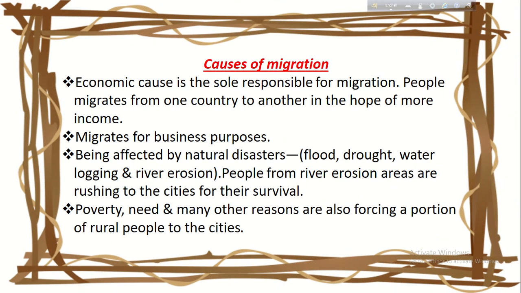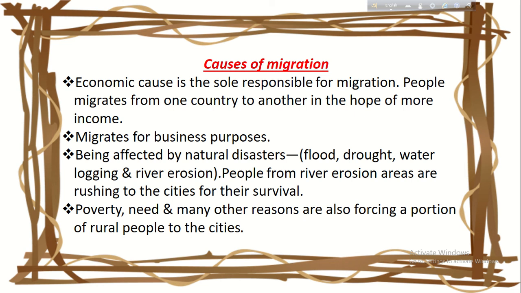Now we will know the causes of migration, why the population changes place. I told you economic cause is solely responsible for migration. People migrate from one country to another in the hope of more income, because our country is not that much developed and is unable to fulfill our basic demands.